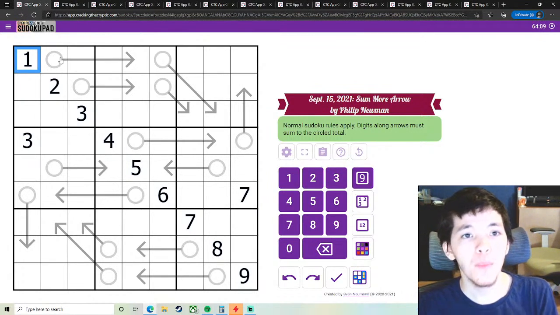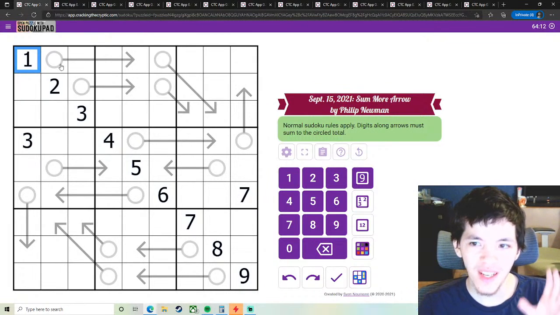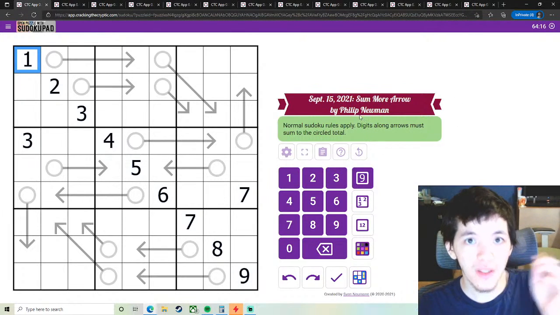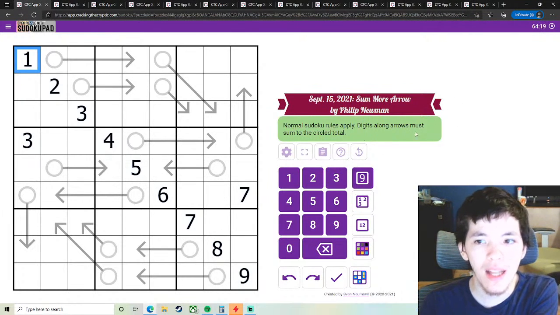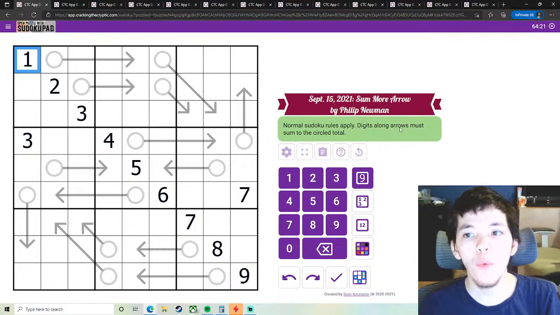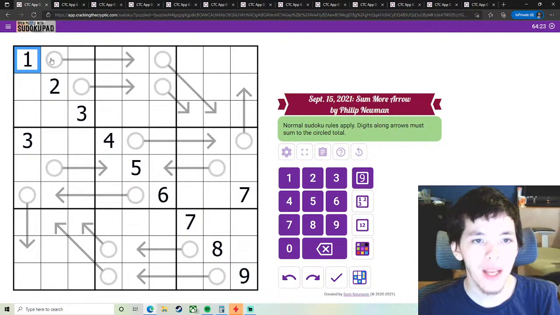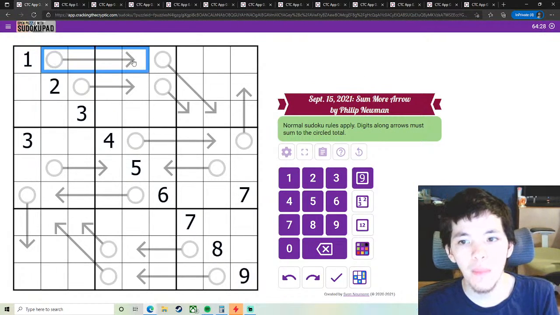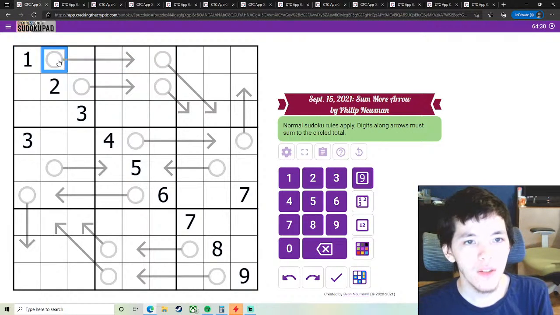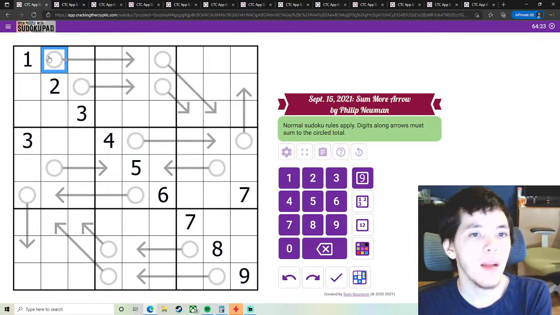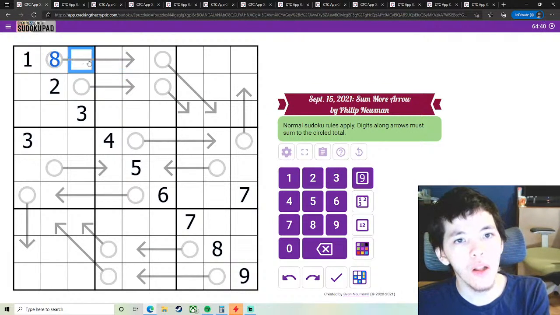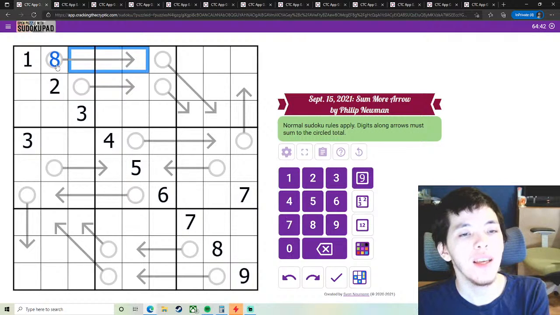But yeah, hopefully everyone here understands the rules to classic Sudokus. Also, you can read these green boxes over on the right of the screen that will simply tell you the rules, but I'll go ahead and explain them anyway. I'll read it: digits along arrows must sum to the circled total. In other words, if this circle was the number 8, these 3 digits right here along the arrow all have to sum up to the number 8.